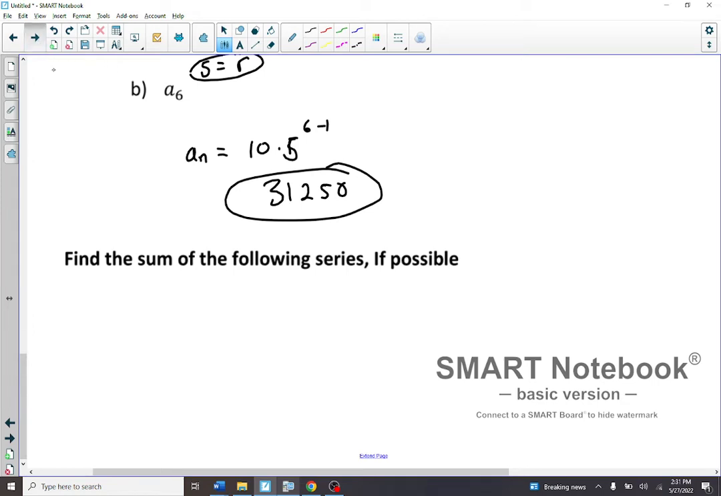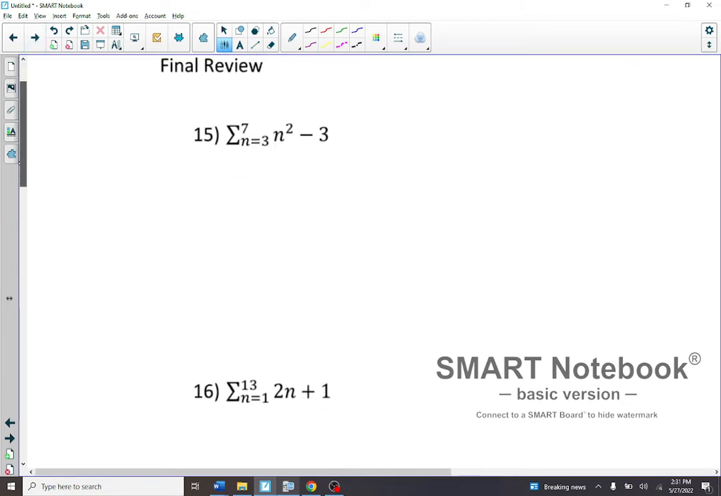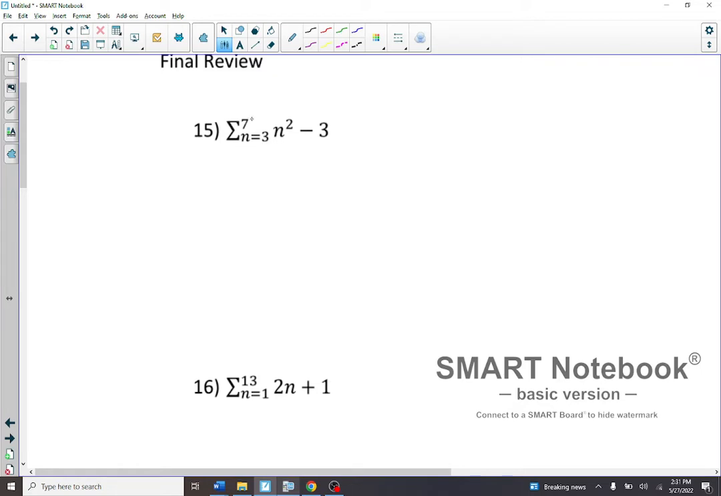Okay, this one we're going to find the sum of the series. So when we start from 3 to 7, we need to find term 3, term 4, term 5, term 6, and term 7. So I've got to plug in 3 into the equation. 3 squared, 9 minus 3 is 6. 4 squared, 16 minus 3 is 13. 5 squared is 25 minus 3 is 22. 6 squared, 36 minus 3 is 33. 7 squared, 49 minus 3 is 46.